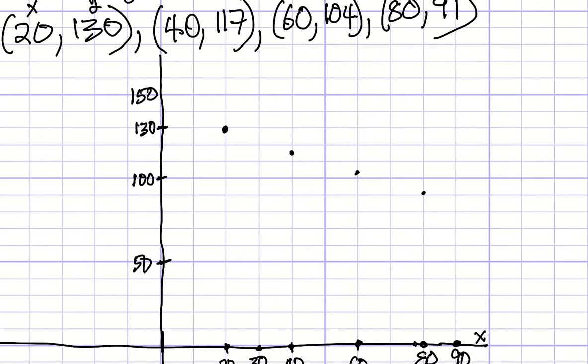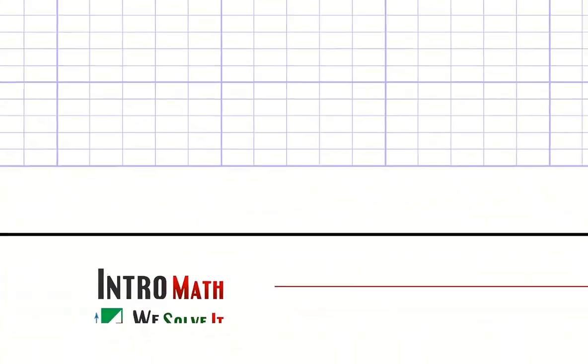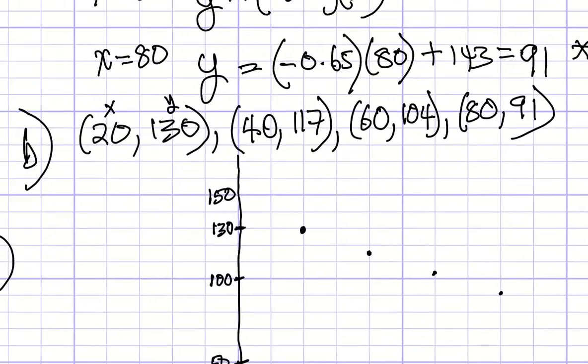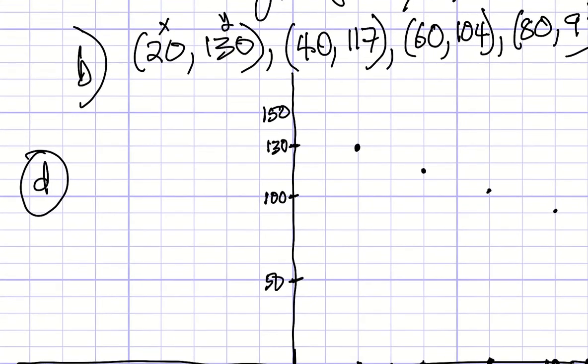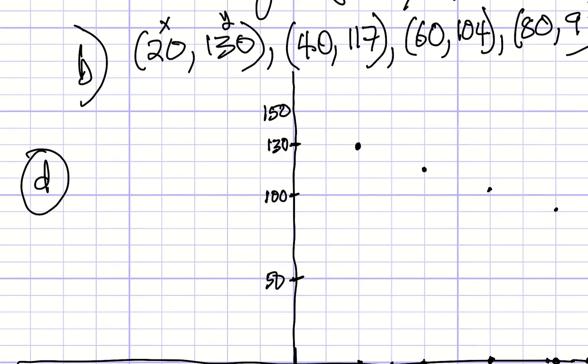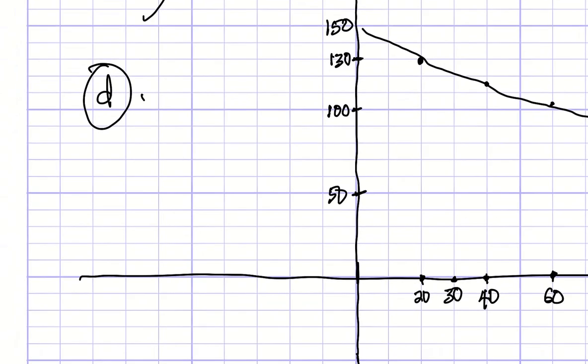So basically, see, it's a straight line. So we managed to do that by hand. So what is the next question? Make a scatter diagram. Do the points lie in linear form? Yes, it does, because you can put a line like there. We might not be exactly accurate, but it looks like, I would say yes, in linear form.